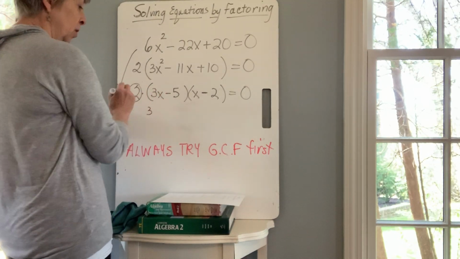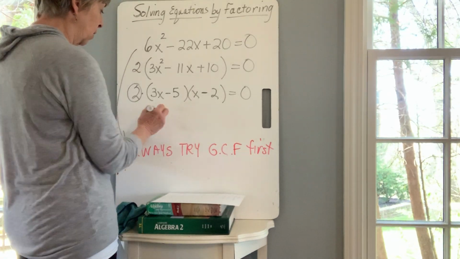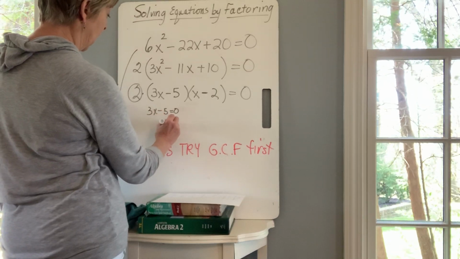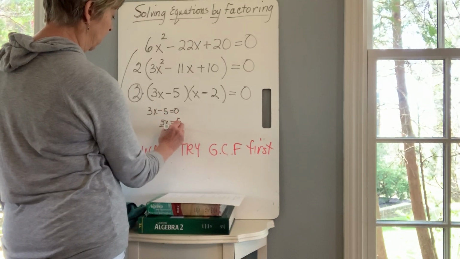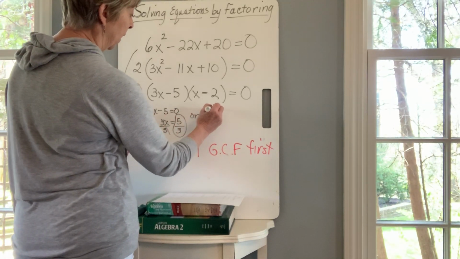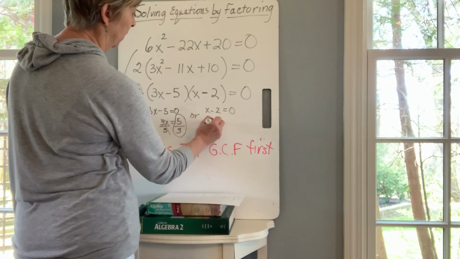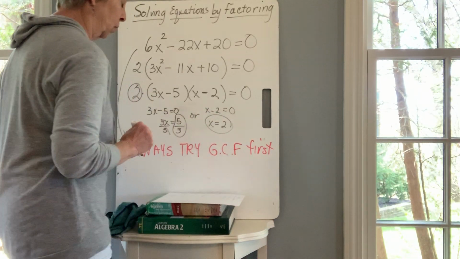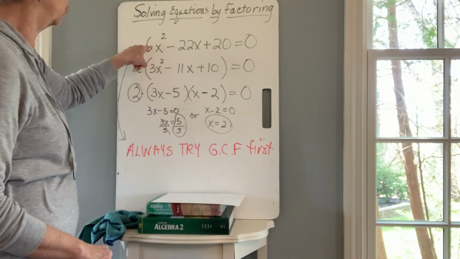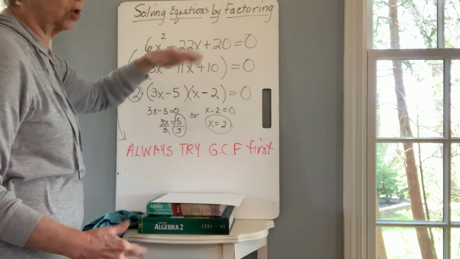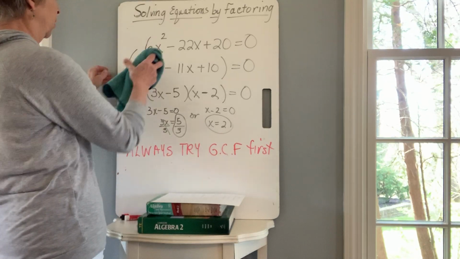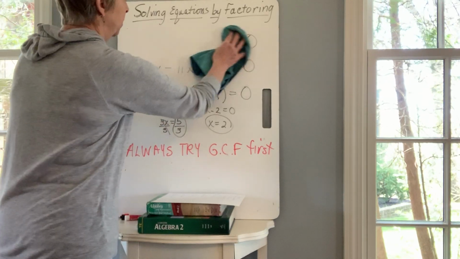and now I just have to figure out what makes each of these 0. Now again, 2 is a constant. It can't be 0. But 3x minus 5 could be 0. If I add 5 and then divide by 3, 5/3 is one of my solutions, or x minus 2 equals 0, and that's going to happen when x is 2. So there's my 2 solutions. But you see how that made this so much easier to factor, not having a 6 and a 20 there with all those factor pairs. So if you can pull out a GCF, it makes it way easier. Okay, last one, I promise.